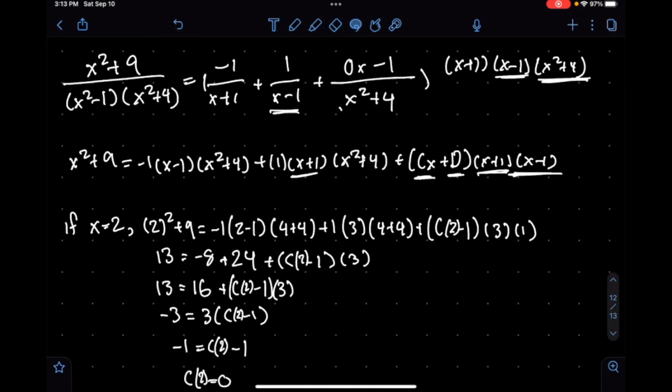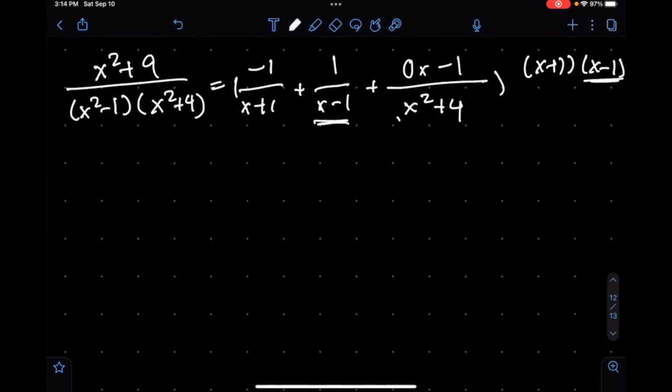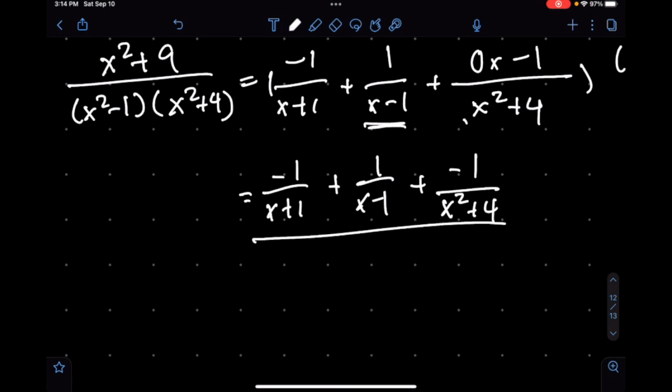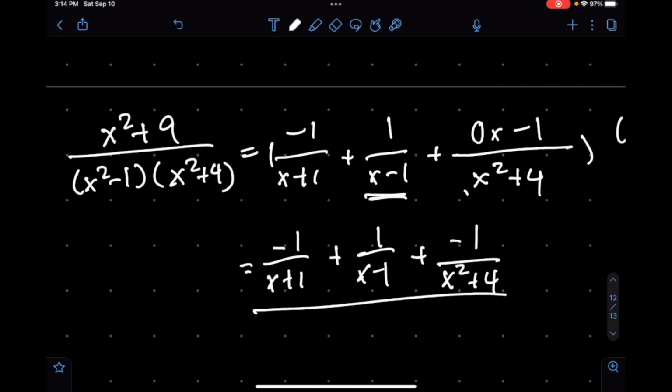I'll go ahead and erase the rest of this. We get negative 1 over x plus 1 plus 1 over x minus 1 plus negative 1 over x squared plus 4. And now when you do the integration, you just have to integrate it. Most of them, at least the linear denominators, will be natural logarithms, and the ones with squared terms should just be to the negative 1th power. Other than that, this is really how you do it.